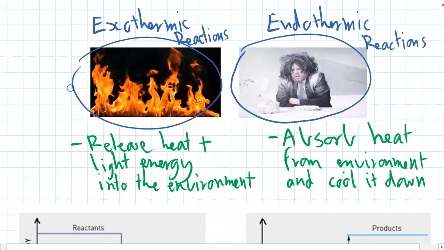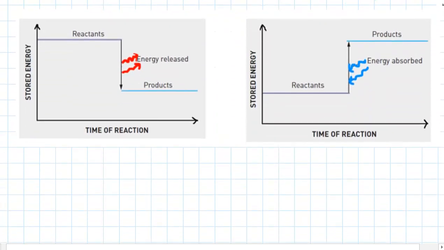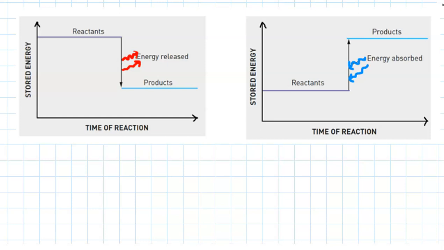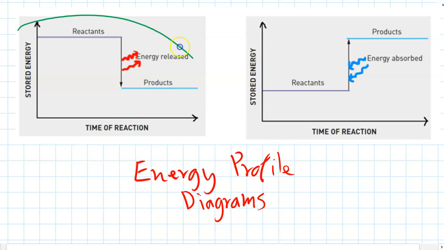Okay, so that's the difference between endothermic and exothermic reactions. The last thing you need to recognize are these types of graphs here. These graphs are called energy profile diagrams. We'll learn more about them later on. All you need to know now is to be able to recognize which one represents an exothermic reaction and which one is an endothermic. The first energy profile diagram here is exothermic.